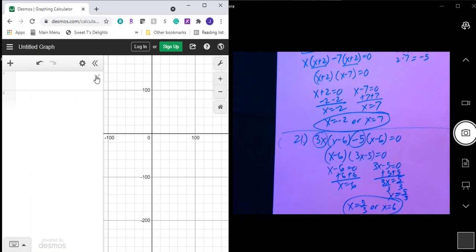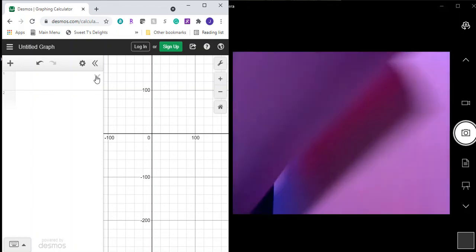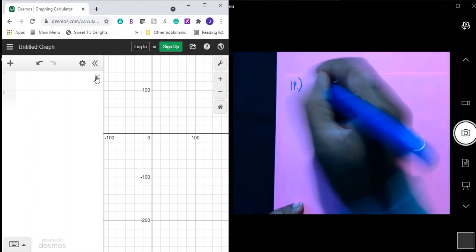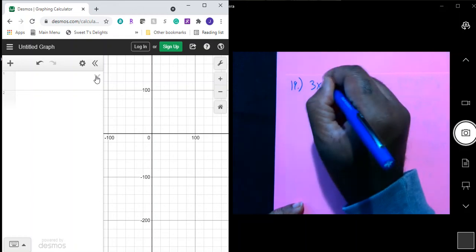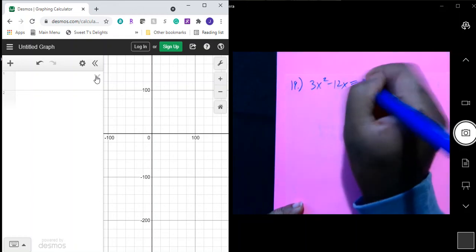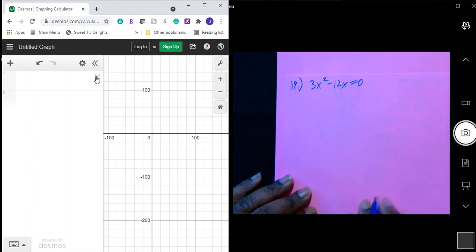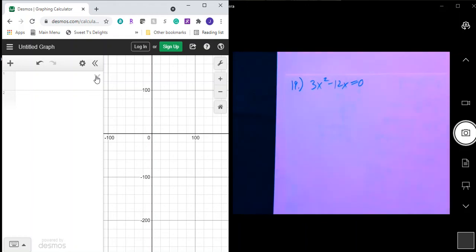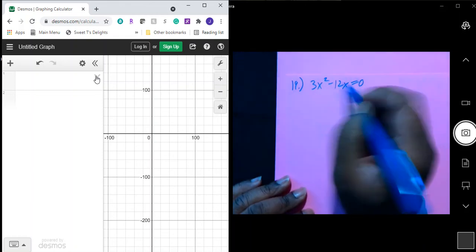And that is basically it. But I want to do problem 19 as well. Let me just do problem 19, and then we will call it a day. Problem 19. We have 3x squared minus 12x equals 0. Now, we don't have anything to subtract because we already have this equal to 0.